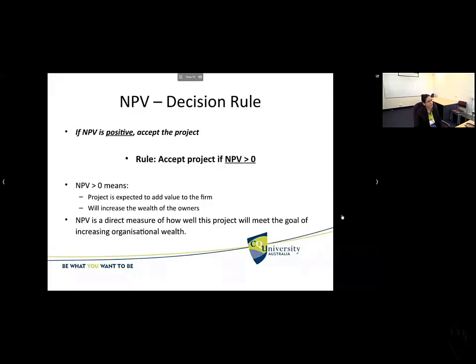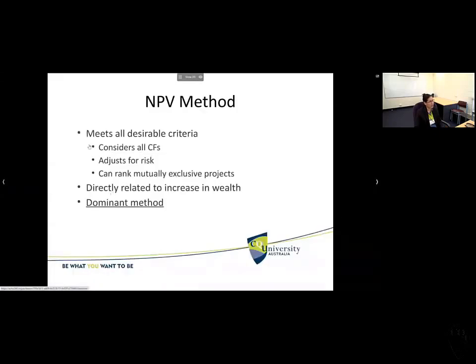So if we're to evaluate net present value, it meets all desirable criteria. It considers all of the future cash flows. It adjusts for risk. You can rank mutually exclusive projects. And a word on mutually exclusive projects, it was one of the responses actually that was picked up in the very first answer to your interactive questions. I will pick up on that at the end of the lecture. Mutually exclusive projects.